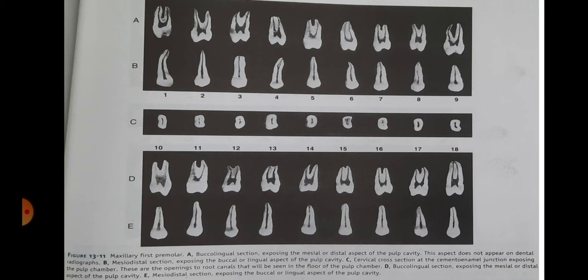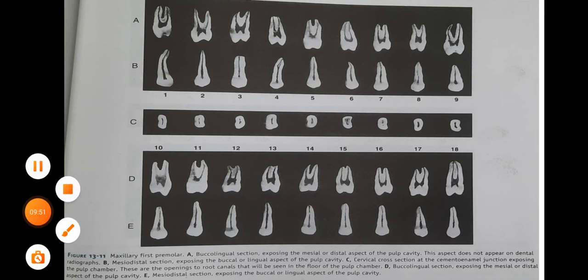Some roots demonstrate two separate root canals. You can see this in figure 13.11 C7, whereas a cross section of a three-rooted maxillary first premolar will show three separate canals. You can see this in figure 13.11 C3.